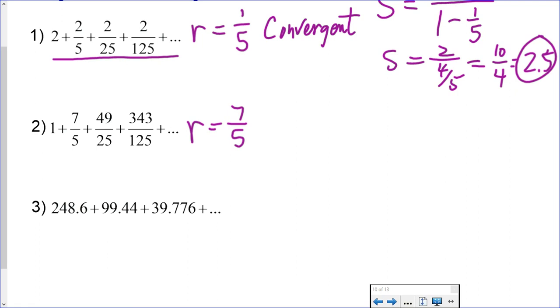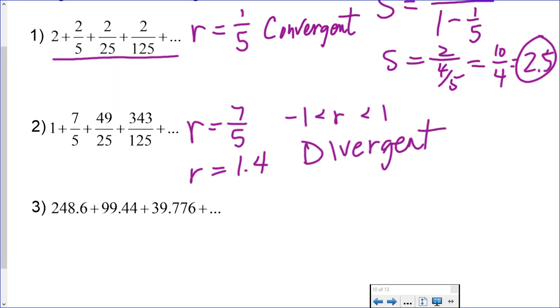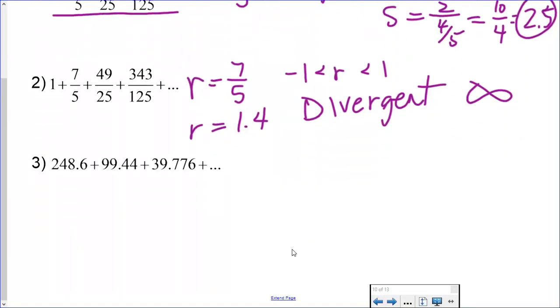So r is 7/5. So it is indeed a geometric series, but remember, it has to be in between -1 and 1. And r is actually 1.4, right? 7/5 is 1 and 2/5, or 1.4. So therefore, it's divergent. Because again, if you keep going, these numbers, even though you're seeing them as fractions, are actually getting bigger and bigger because you're multiplying it by something larger than 1. So those terms are getting bigger and bigger. And if you really needed to, you could say they're divergent and they're going to head towards positive infinity.